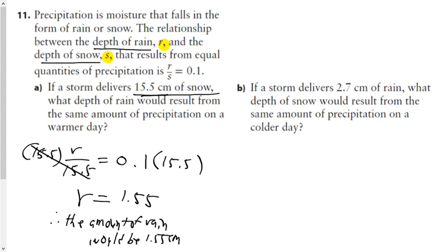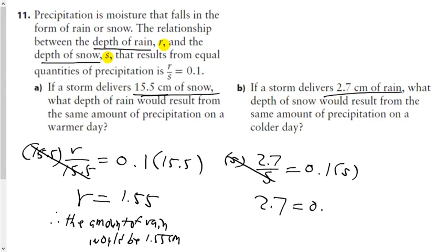Of course, we know that that amount of rain would expand with crystallization. In B, take the same formula, R divided by S equals 0.1, but this time we're given the amount of rain, 2.7. So I'm going to substitute my 2.7 here. And as we now know from experience, because the variable's in the denominator, it's a two-step equation. We're going to multiply both sides by S.